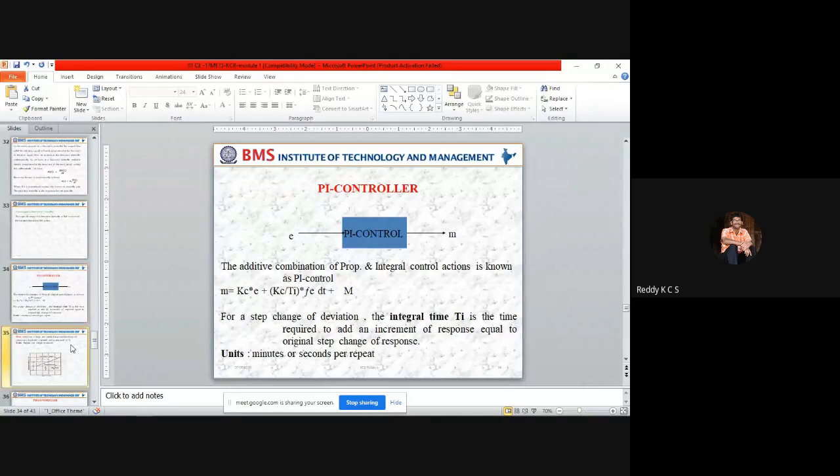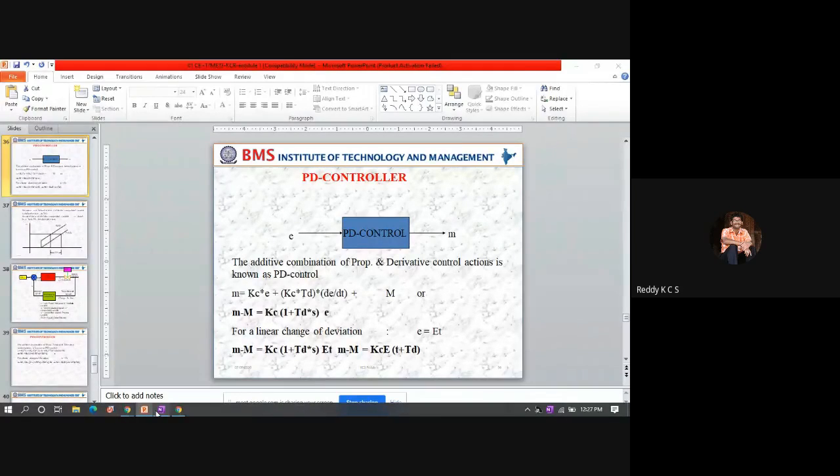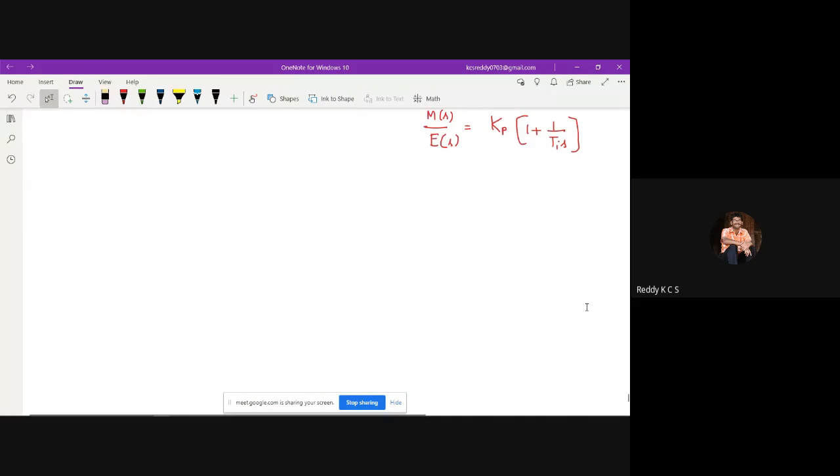So this is about the PI controller. Then we can go to the PD controller. Proportional plus derivative, both together we call the PD controller. All these we can call composite control modes. Mainly the advantage of this, generally proportional and integral, and proportional and derivative, is that you have the combination. If you have the combinations, you will get the advantage of both controllers.